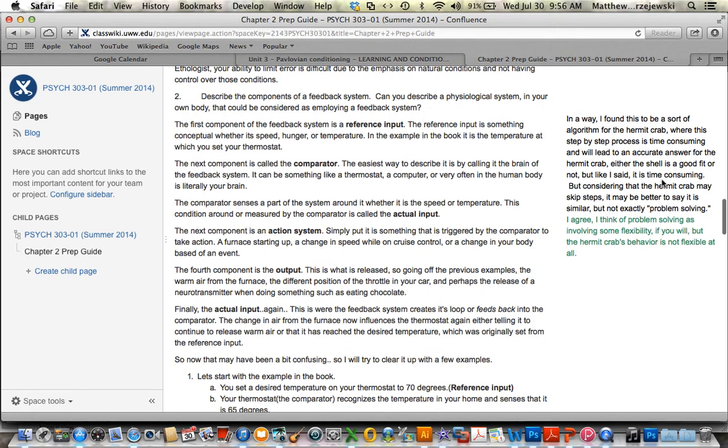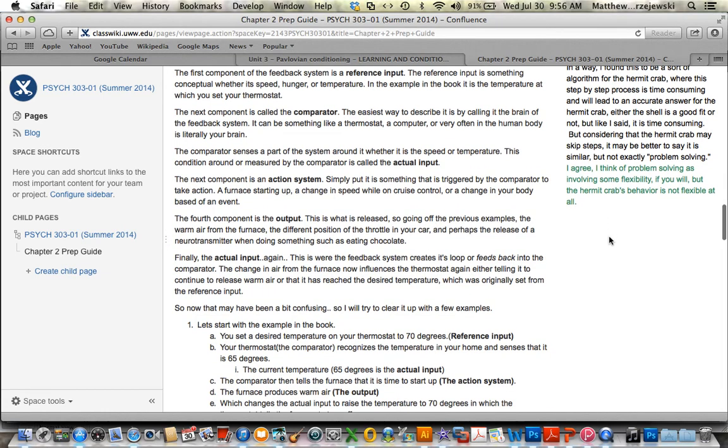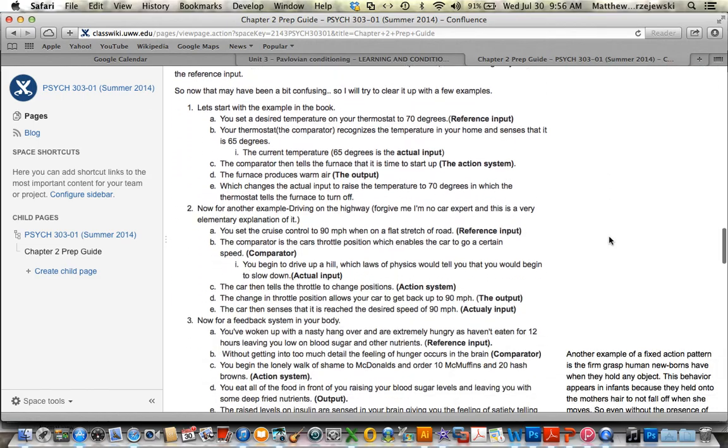I like this comment about the hermit crab. I completely agree that I think problem solving involves some flexibility, and the hermit crab's behavior is not flexible. It's flexible in terms of when it starts and when it ends, but what's in between is completely genetically determined, and that's not problem solving in humans as far as I'm concerned.